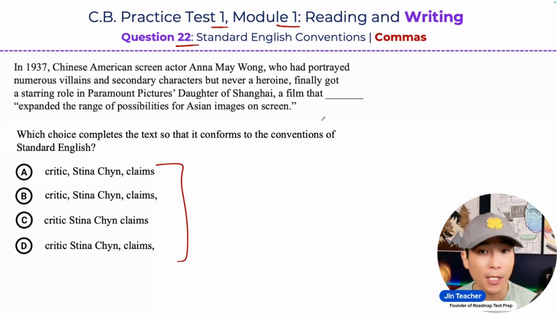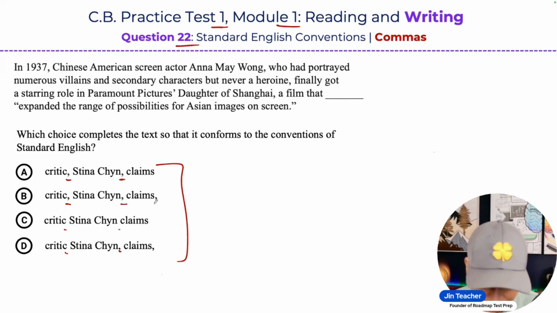Well, what do we notice? We notice that all of the words are the same, right? Critic, Stina Chine, claims. All of the words are exactly the same in all of the answer choices. We can all see that. The only difference is we have commas in different places, right? Some answer choices have a comma next to critic and others don't. Some of them have a comma after Chine and some of them don't, right? Some of them have commas after claims and some of them don't, right?